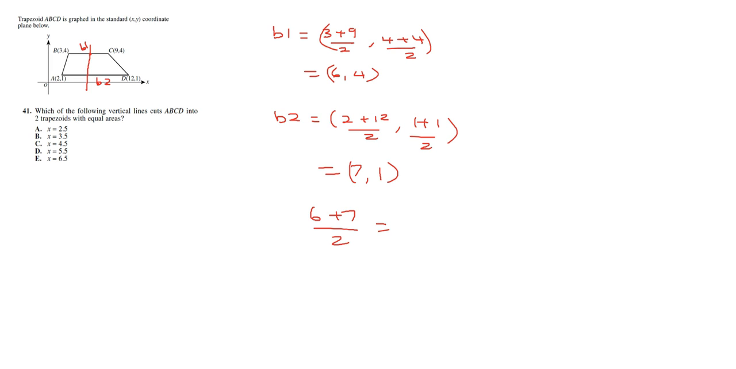It's going to be the midpoint of those two different points, because we need a line that cuts through in the same position or at the same point for base 1 and base 2. So this is going to give us 6.5. So x is going to be equal to 6.5.